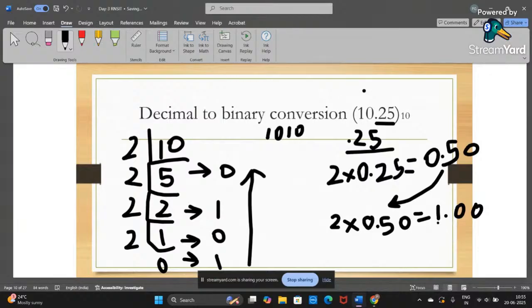Till we remove the decimal points, we have to follow this process. Now we got 1 here, right? When you're dividing, you take the values from downwards. When you are multiplying, you take the values from the top. You have to take this and this value: from top, 0 and 1. And you have to keep the decimal point. We have converted 10.25 from decimal to binary: 1010.01 base 2. This is how we need to solve.